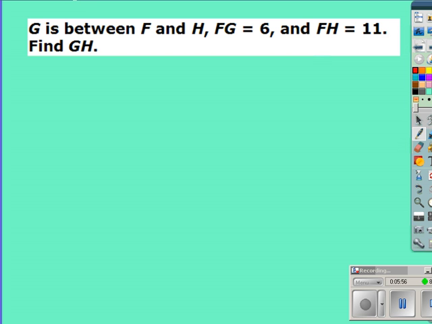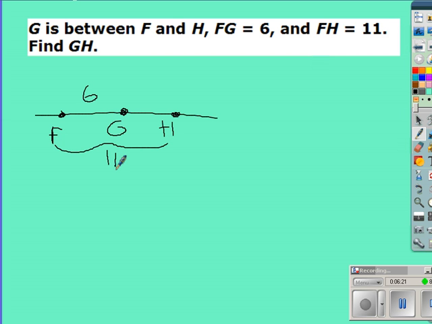All right, let's see how you did. When I do these, I always draw a picture. Picture doesn't have to be exact. It's just a way to organize your thoughts. So I've got my 3 points. I know that G is between F and H. So there's my picture. I know that FG is 6. And I know that FH, the whole distance, is 11. I got to find GH. So I'm going to set up my formula. I know that the two smaller pieces, FG and GH, sum to equal the larger, FH.